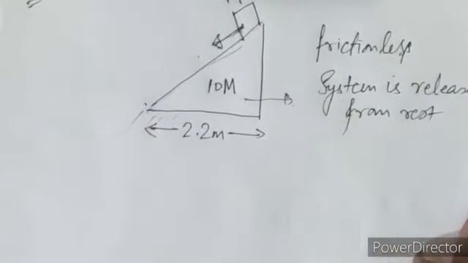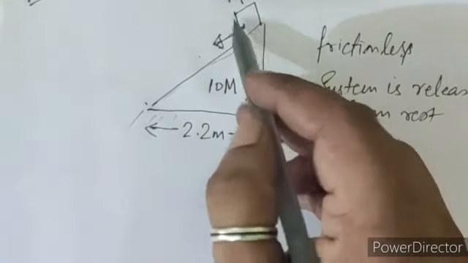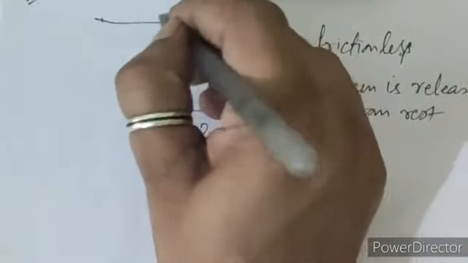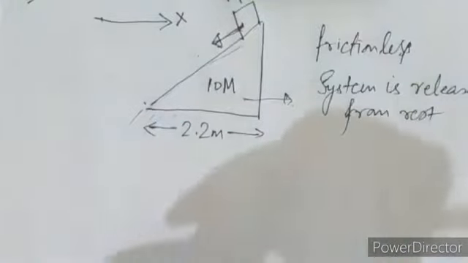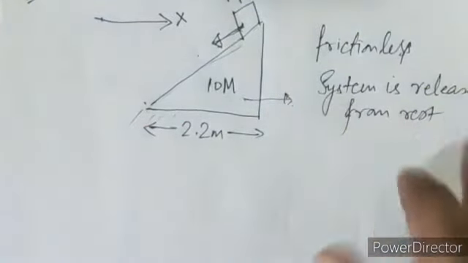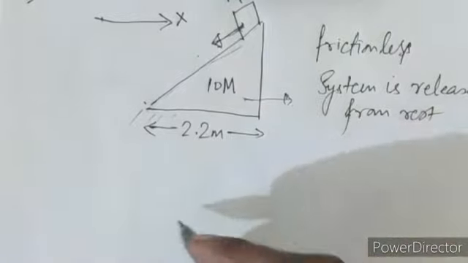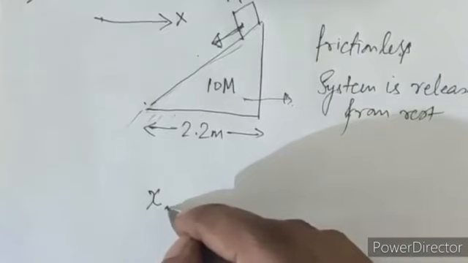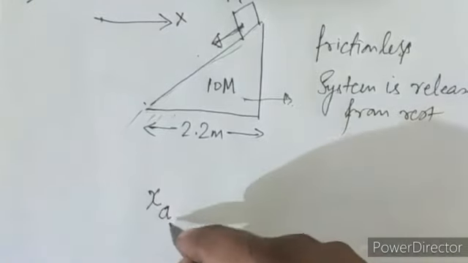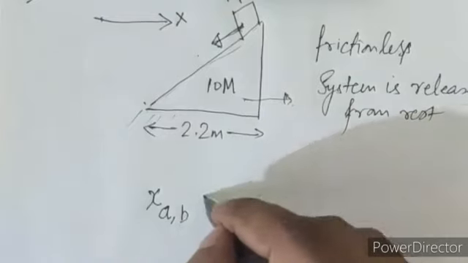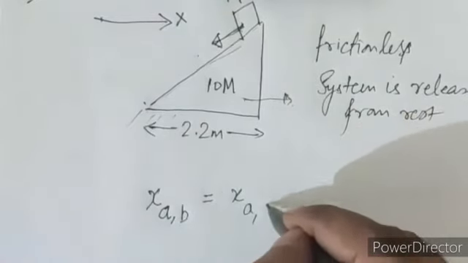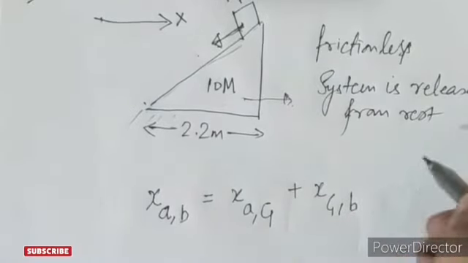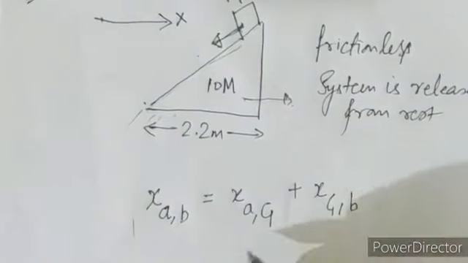So now we want to see how much this mass has traveled along the x axis. Maybe we can define this as the x axis. And now what we will start with is this: the position of some object or particle A with respect to B is defined as the position of A with respect to ground plus the position of ground with respect to B. You have to keep this in mind all the time.